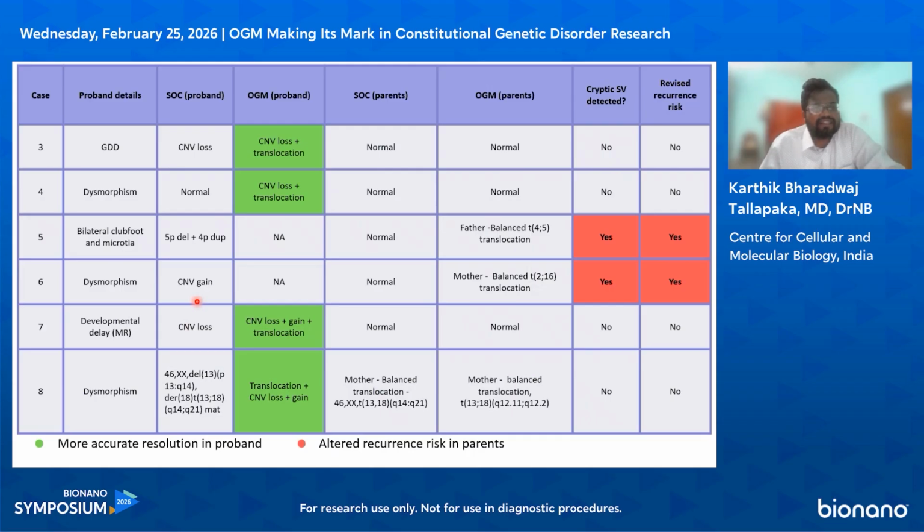So in the rest of the cases, similarly we could identify that the structural variant could be resolved in a better manner, where additional translocation or gain in addition to the loss that has been identified using a standard of care test resulted in better resolution of the causative variant. And in some cases, like the cases discussed previously, it also altered the recurrence risk in the progeny.